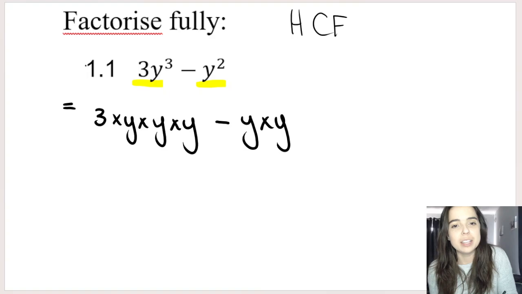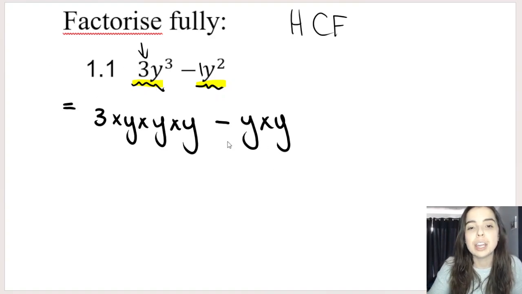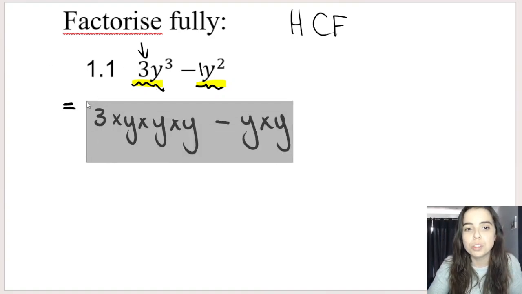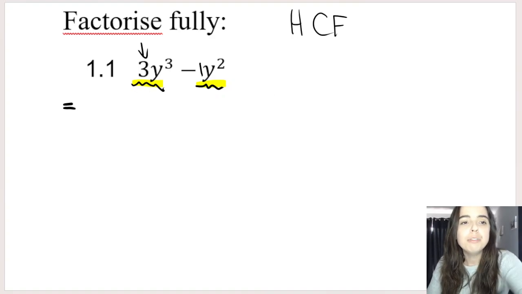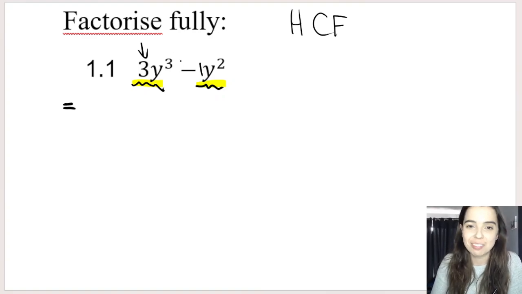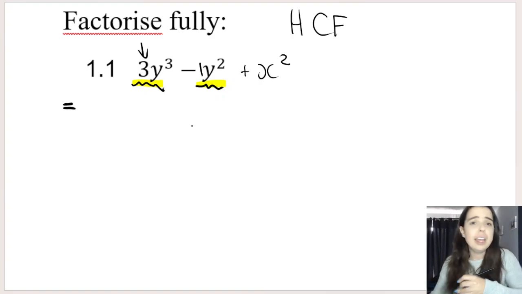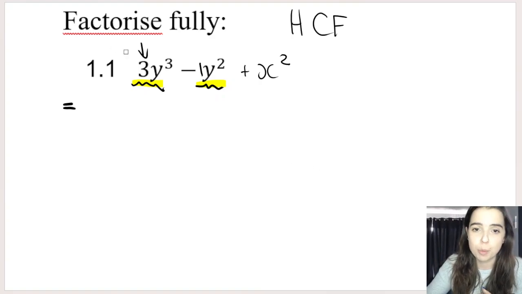Okay, so my rule is you always look for the biggest number that can divide into both coefficients. Here we just have a 3. Here we have a 1. So we can't take out a 3. Then you look at your variables. You can only take out a variable if they're in both terms or all the terms. So for example, if I didn't have a y in my second term, then I couldn't take out y. Okay? If I had a third term over here that said plus x squared, then I can't take out y as part of my highest common factor. So it needs to be in all of the terms.